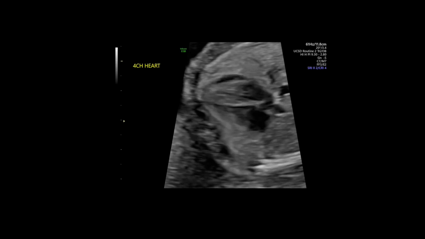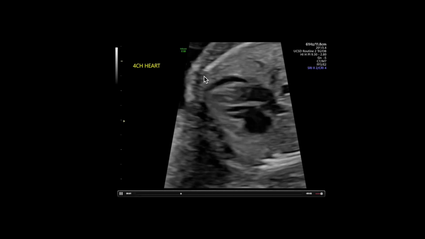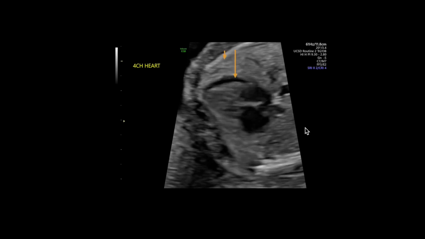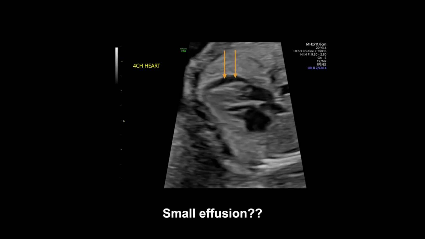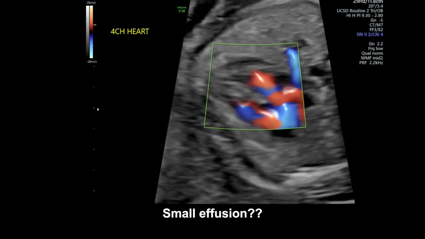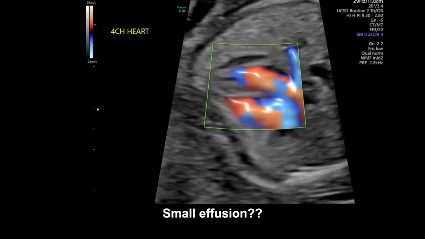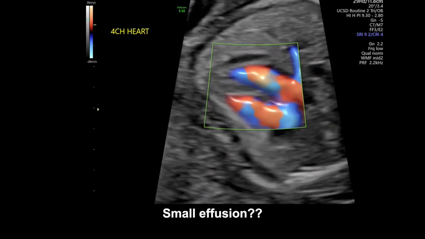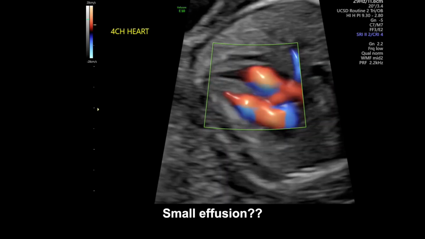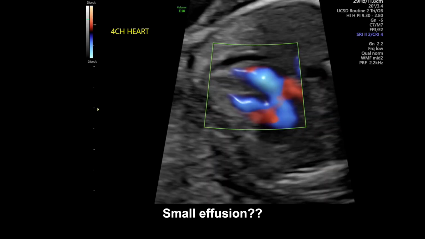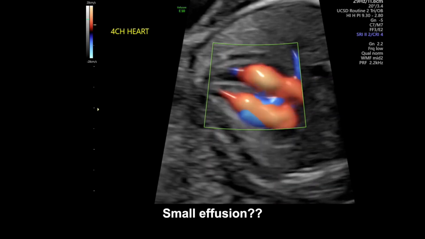So here's another fetus. This time we see a hypoechoic space along the left side of the heart. But this time when we turn on our color Doppler, the question is, is this a small effusion? I've got my scale set pretty low, and we see that that anechoic area is not lighting up. So this is not a pericardial effusion. This is actually normal myocardium. You don't want to be fooled by this. This is an easy, quick way to double check yourself.